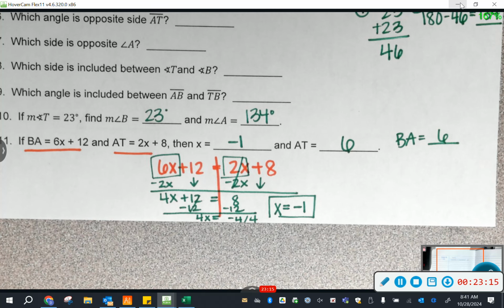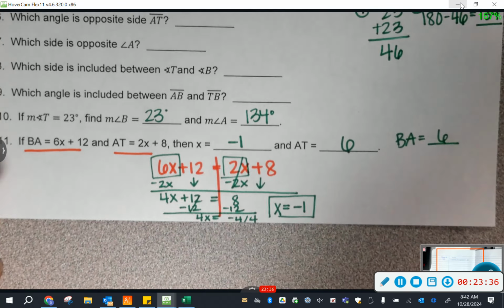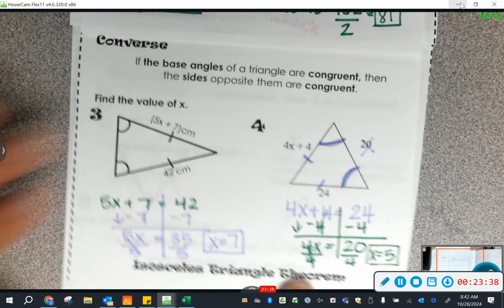Now that I did the whole thing with you, write it down and go back to your notes, please. We have one more flap to do. Flip to the last flap.